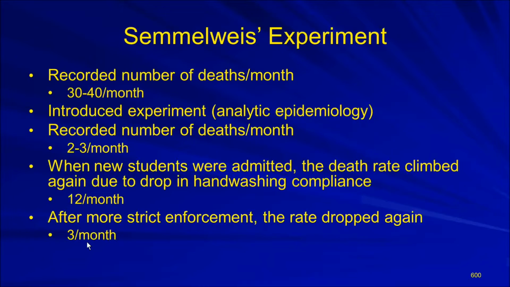So we see here that this is what could be called a one-group pre-test post-test design. He had a pre-test, right here, where he recorded the number of deaths per month. He introduced his intervention, and then he had a post-test down here, so you can see that there was some effect. You went from 30 to 40 to 2 to 3 after the intervention. So we can see that Dr. Semmelweis was not only very successful in preventing illness in his hospital, but he also proved that disease can be transmitted by hands, and that hand washing is an extremely effective method of preventing illness, and in this case, death.